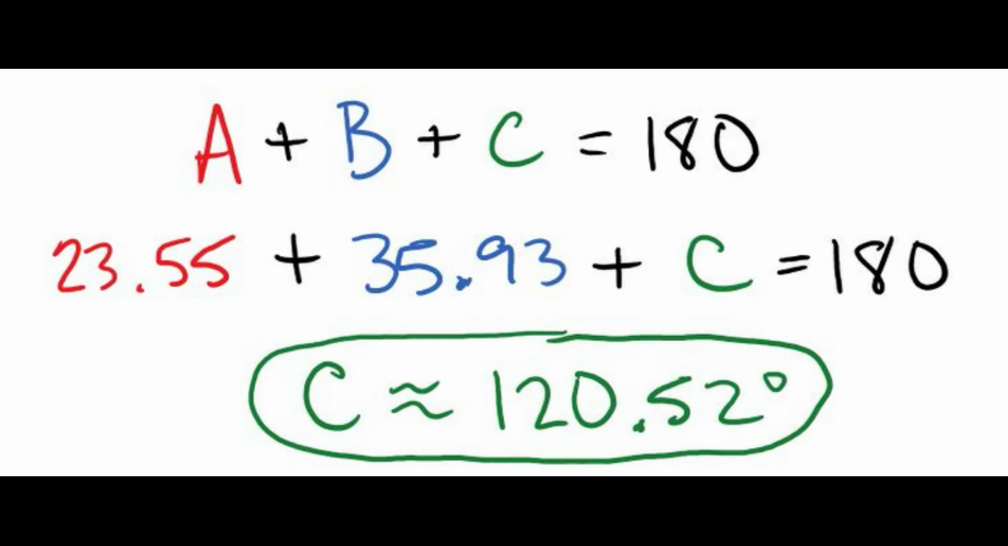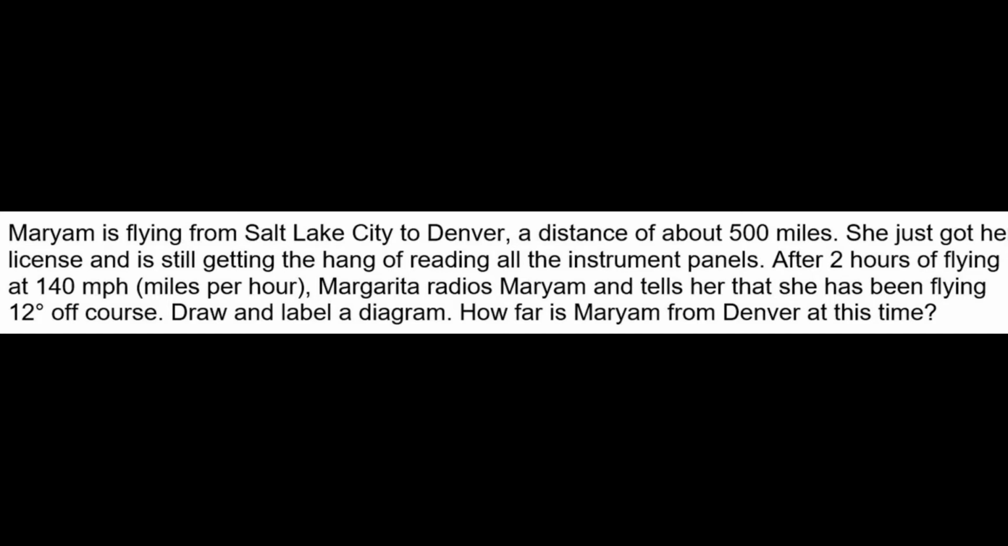Let's skip down to number 8. Number 8 says, Miriam is flying from Salt Lake City to Denver. The distance is 500 miles, and she just got her license. So she's still getting used to reading all her instruments, and it turns out that after 2 hours of flying at 140 miles per hour, Margarita radios Miriam and tells her she's been flying 12 degrees off course. So now she's got to figure out how far she actually is from Denver.